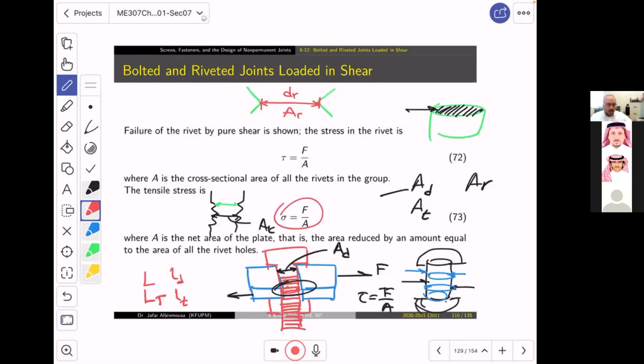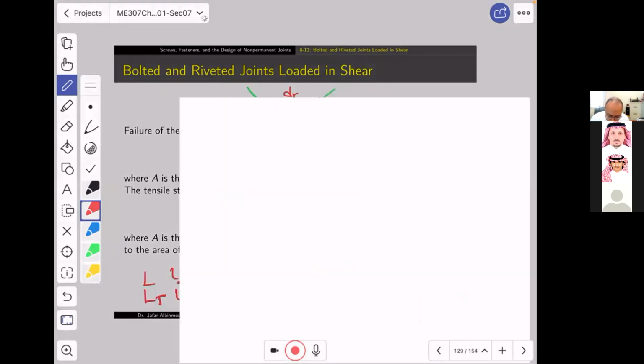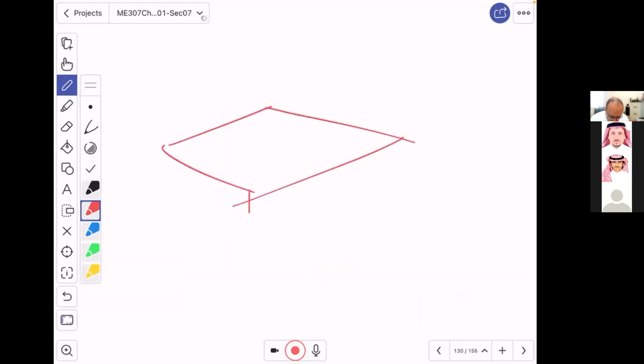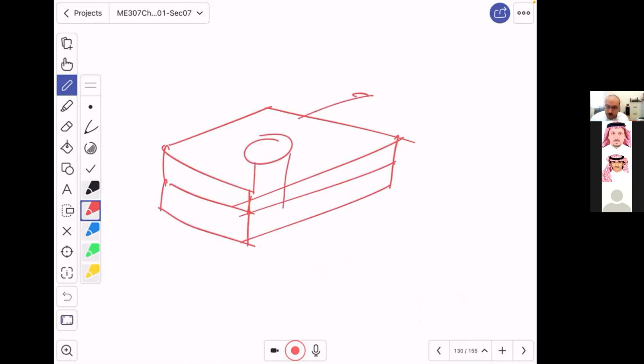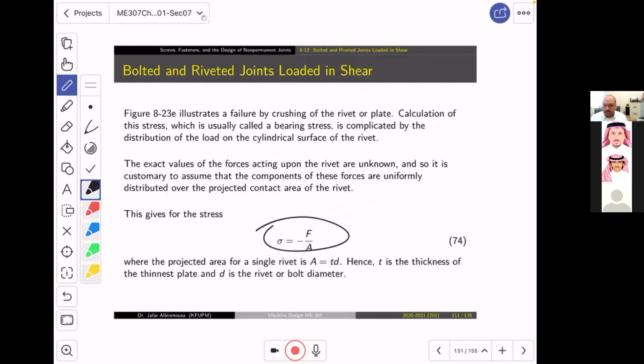So if you have F over A and there is a load, for example, while you are pulling the riveted joint, this is the rivet, and you have a force over here, and if you want to check if the member is going to yield here, then basically you will take this area. So this is F over A, and this is the normal stress. You understand? The other one is the bearing stress.